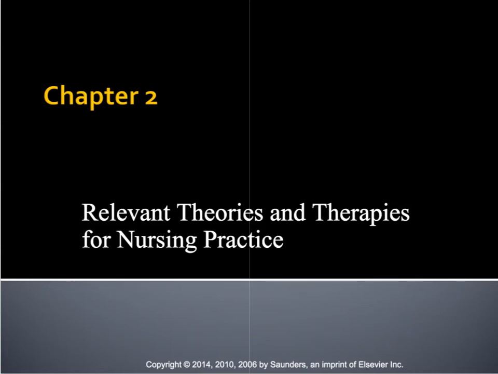Chapter 2 goes over a lot of theories and therapies that are used in psychiatric nursing and mental health. Most of these theories you've already had, last semester, in your Psych 230 class, and those of you in the APO group have probably had these as well. So please just go back over and review these.